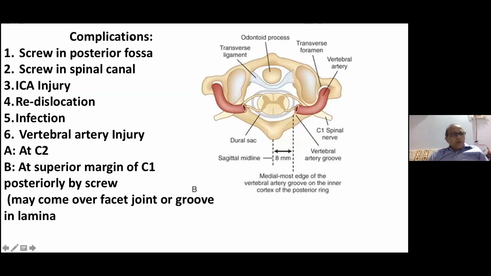So what are the complications? The screw may be in the posterior fossa, which happened in one of our cases out of, I think, more than 50 surgeries we have done. The screw may be in the canal. Fortunately, it was not there in any of our cases. If you direct it too much medially, there may be ICA injury if it is medially curved.